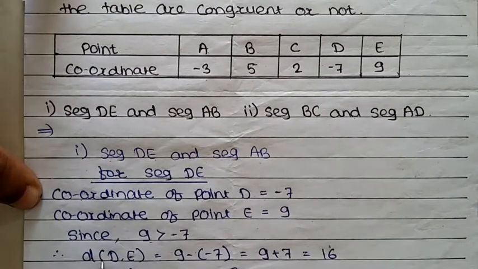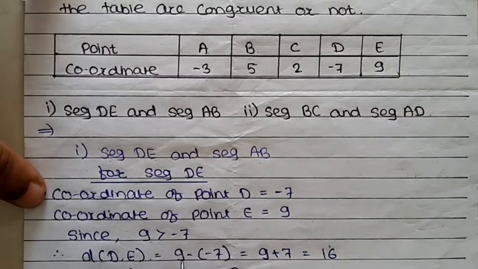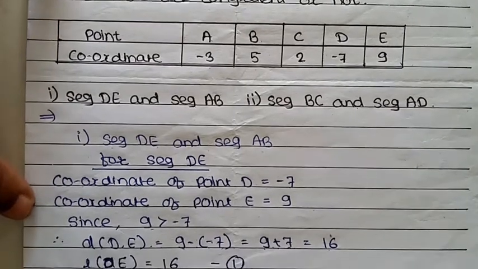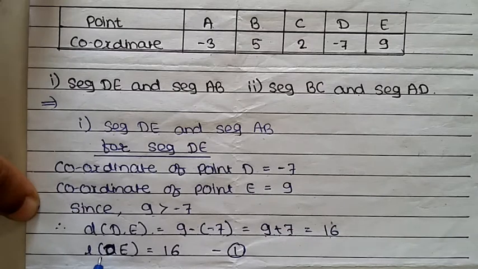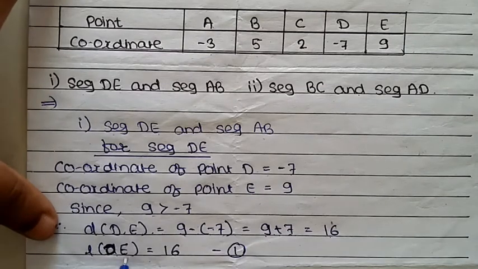So the difference between D and E is 9 minus (-7). Take 9 as it is, the minus gets converted into plus, then 7. So 9 plus 7 is 16. Therefore the distance between D and E is 16, so we can write the length of DE is equal to 16. This is your equation number 1.